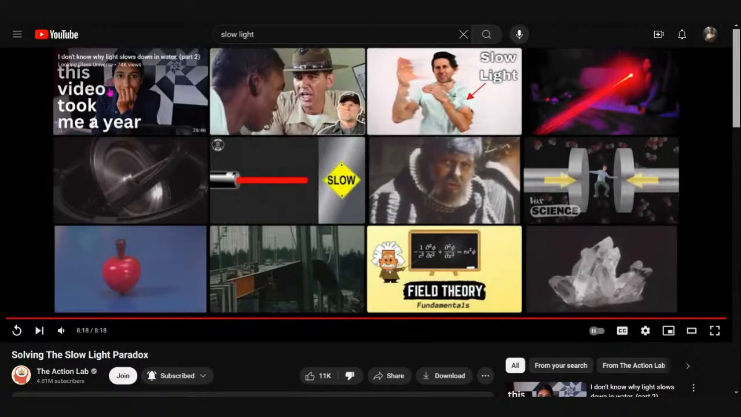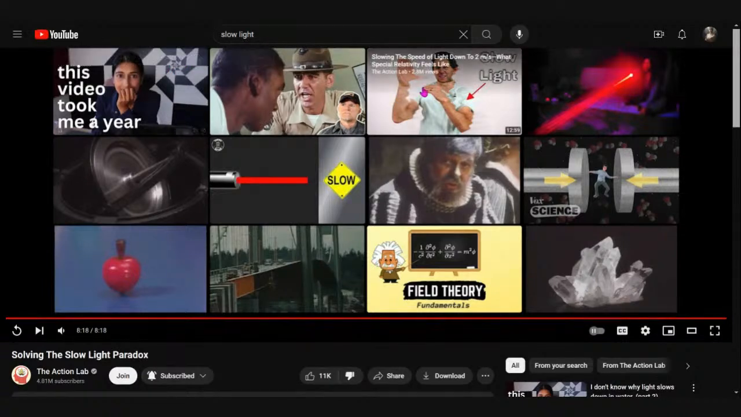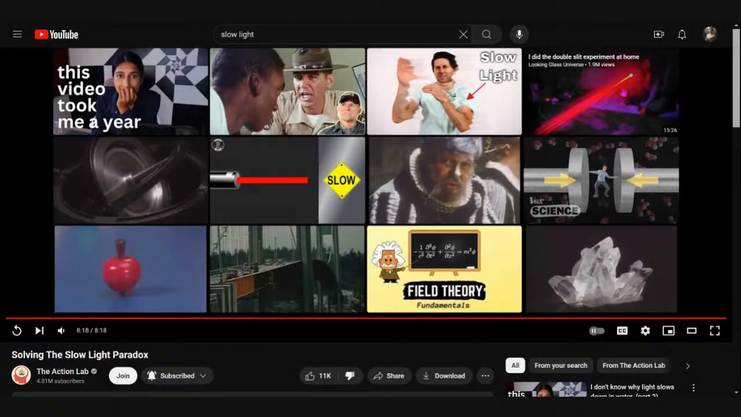Very nice, very nice. This video took me a year. Don't know why light slows down in water, part 2. Part 2. Slowing the speed of light down to 2 meters per second. What special relativity feels like? Slow light. I don't get it. I did the double slit experiment at home. Does light slow down in glass?